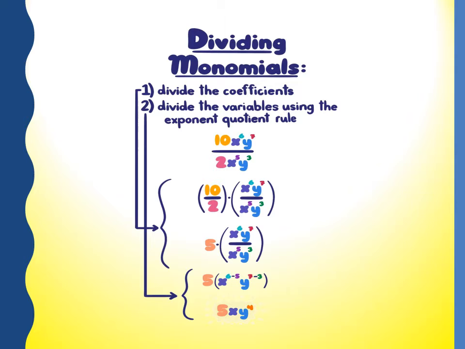Here in this example, 10x to power 6 y to power 7 divided by 2x to power 5 y to power 3. Start by dividing the two coefficients. 10 divided by 2 gives me 5. x to power 6 divided by x to power 5 gives me x to power 6 minus 5, which is x, and y to power 7 divided by y to power 3 gives me y to power 7 minus 3, which is y to power 4. Then the quotient of dividing 10x to power 6 y to power 7 by 2x to power 5 y to power 3 is 5xy to power 4.